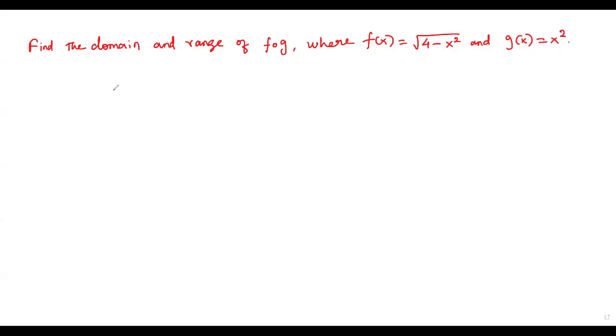Okay, first let me write the composition of two functions. So that is f∘g. The formula to get the composition of two functions is f(g(x)). So this is called a composite function. Now, to get the domain and range of a composite function, first we have to identify the first function and the second function.